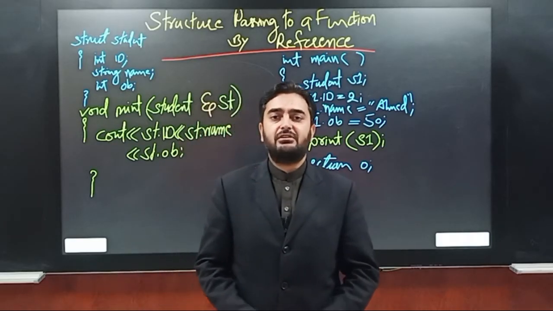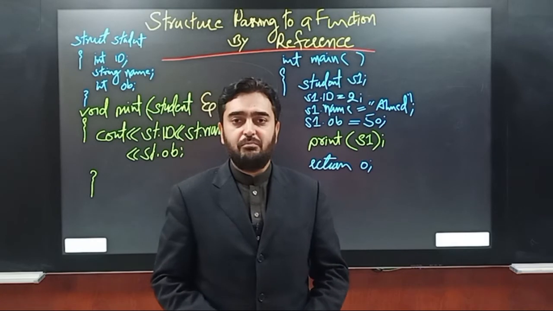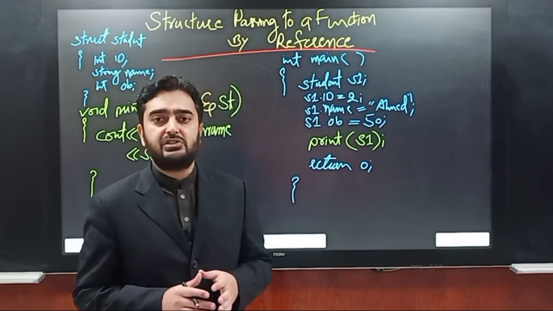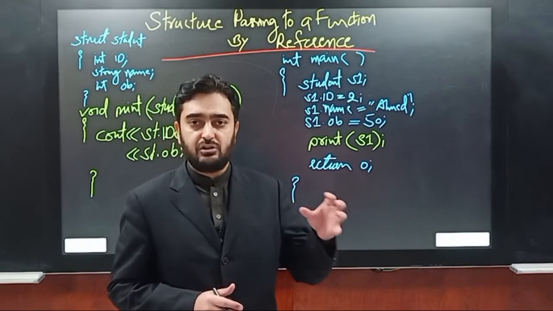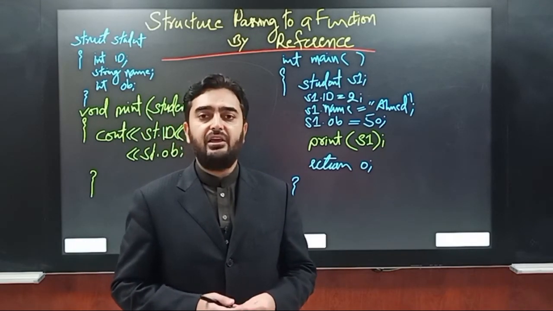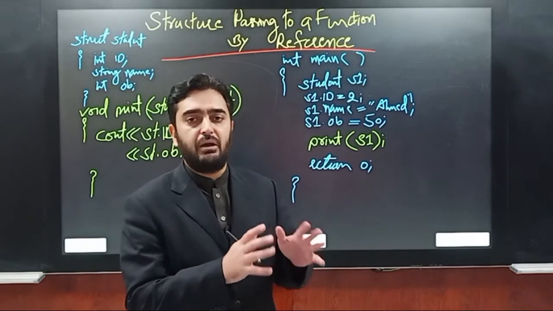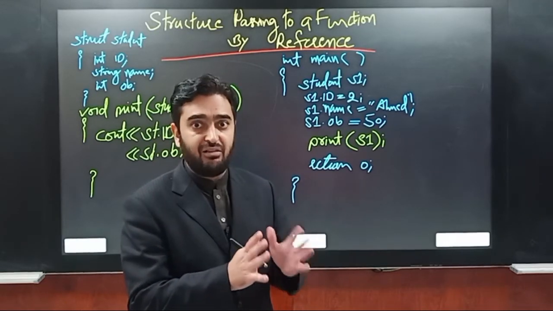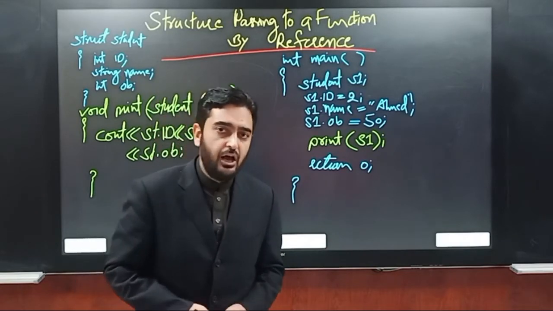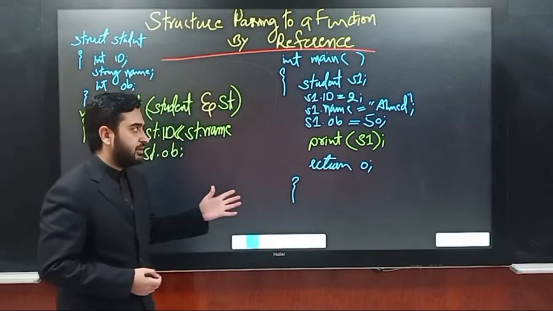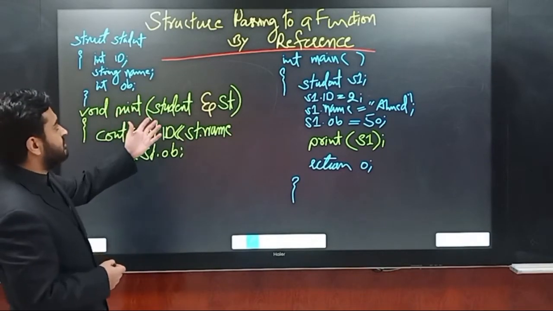Welcome to the discussion on structure passing by reference to a function. In this concept, we will create an alias of the structure variable, the structure object, and that alias will be pointing to the same object which has been created in the main function from where we will actually call the function. So let's see how we can create this concept using C++ while passing the structure to a function by reference.